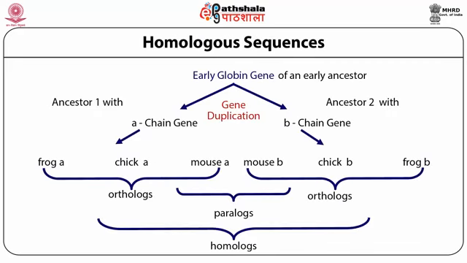Now let us understand the meaning of homologous sequences. The alpha globin sequences in different individuals, say frog, chick and mouse, inherited from a common ancestor 1 with alpha globin gene are called orthologous sequences. Similarly, beta globin sequences in different individuals, again in frog, chick and mouse, inherited from a common ancestor 2 with beta globin gene are also called orthologous sequences.